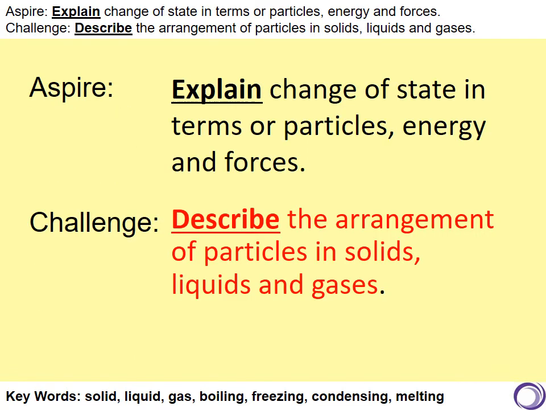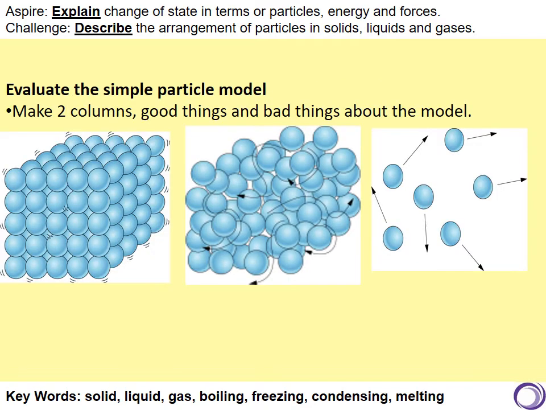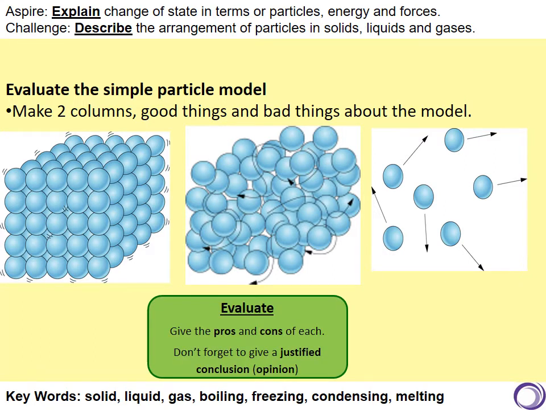So far we have described the arrangement of particles in solids, liquids and gases. I'd now like you to evaluate the simple particle model. I would like you to make 2 columns, and one column will be the good things about the model and the other column would be the bad things about the model. Because this is the evaluate command word, we want to be looking at the pros and cons of each. And don't forget, if you can, to justify your conclusion.